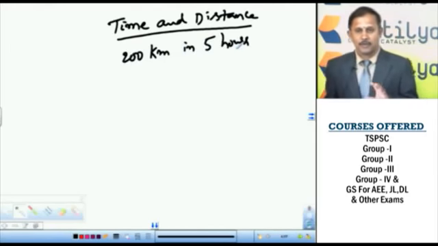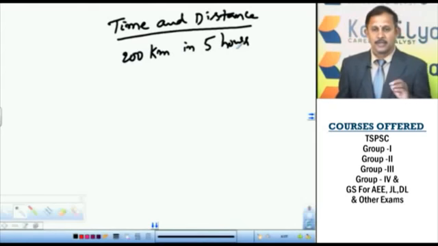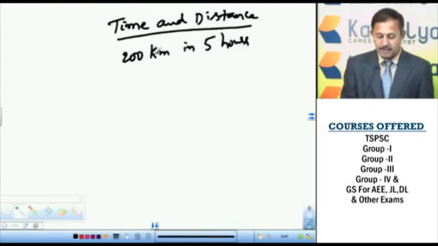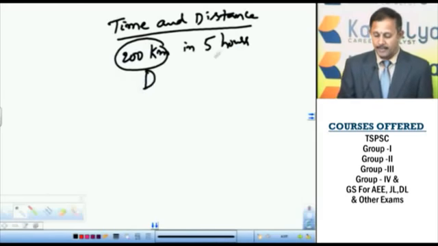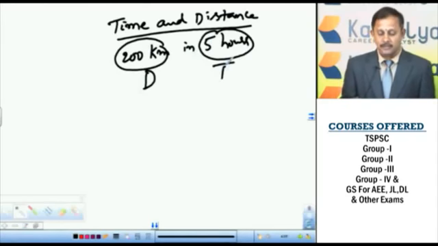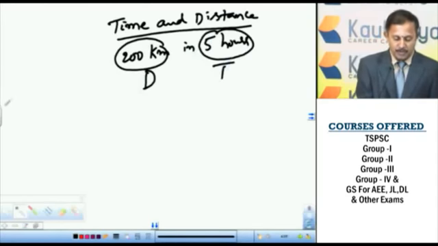Even without having any knowledge, even without knowing any formula, we can say that the distance traveled by the vehicle is 200 kilometers and the time of journey is given as 5 hours. Suppose you put a question, what is the speed of the vehicle?